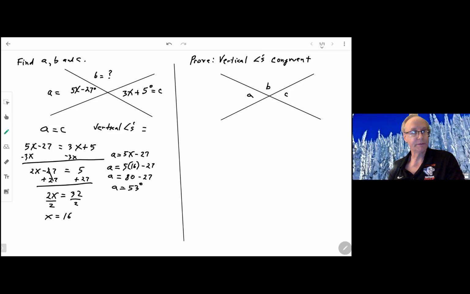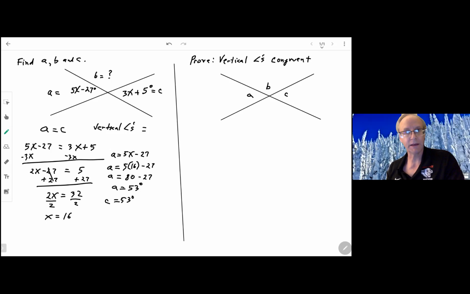Now, in order to find C, I realize that A is equal to C, so I know that C is 53 degrees. Now, in order to find B, I need to know that A and B are a linear pair. Together they form a line. We also know that linear pairs are always supplementary. In fact, we can see that the two of them together make 180 degrees.